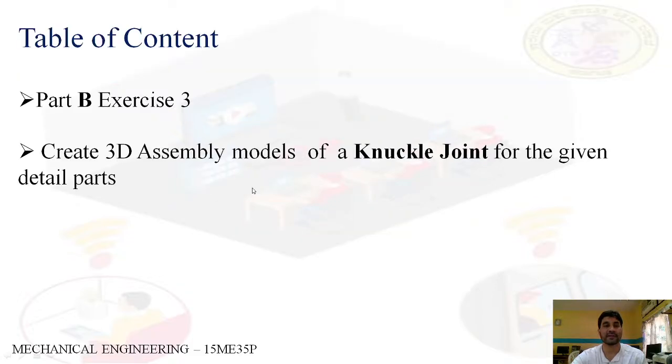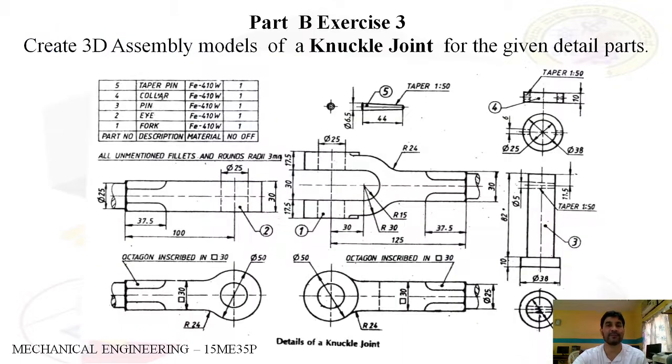So in today's session we are discussing the assembly model of the knuckle joint from the given detailed part drawings. This is the detailed part drawing of the knuckle joint. It consists of fork, eye, pin, collar and taper pin. So let me concentrate on the first part, that is the fork.